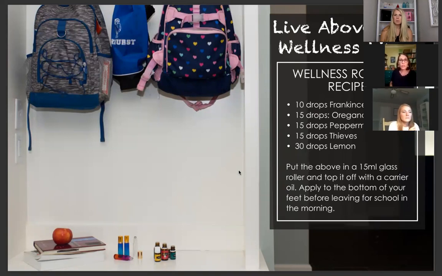And you don't have to do both, just one of them. And so what's in here is the frankincense, which comes in your premium starter kit. And that's frankincense. This is actually a 15 mil. You're going to get a 5 mil. And with that is oregano, peppermint, thieves, and lemon. Peppermint, thieves, and lemon are in your premium starter kit.